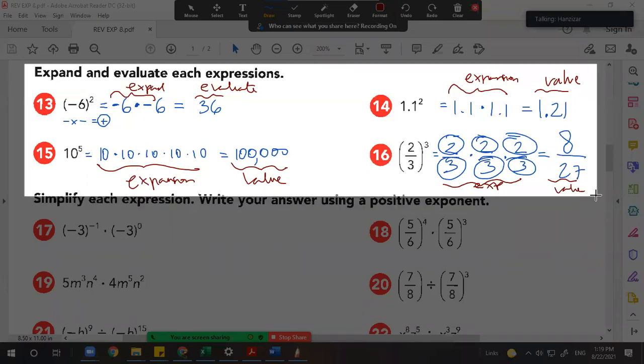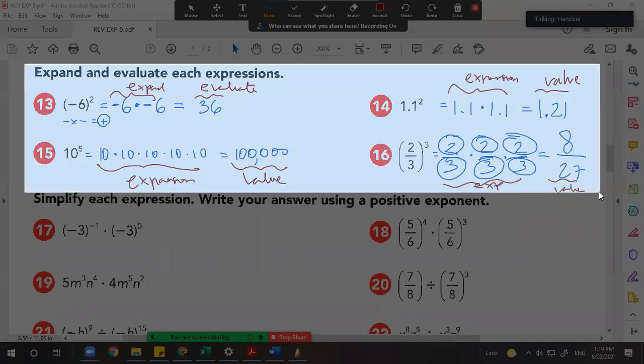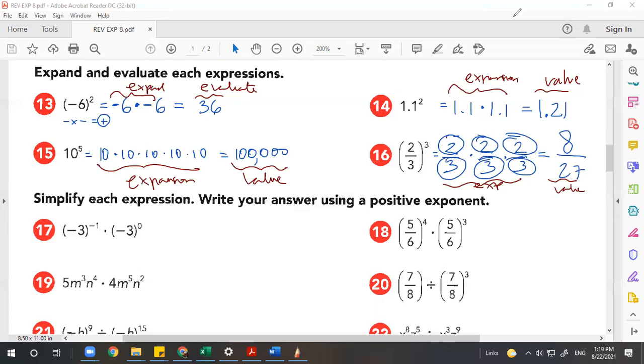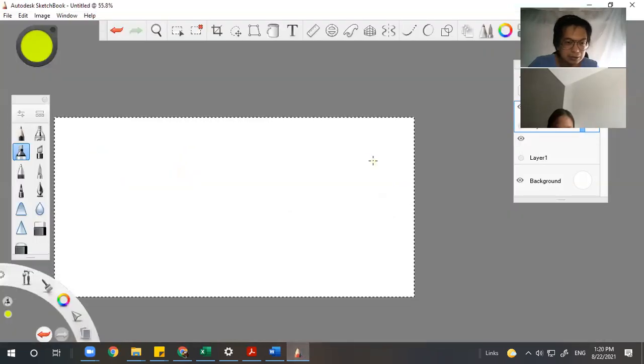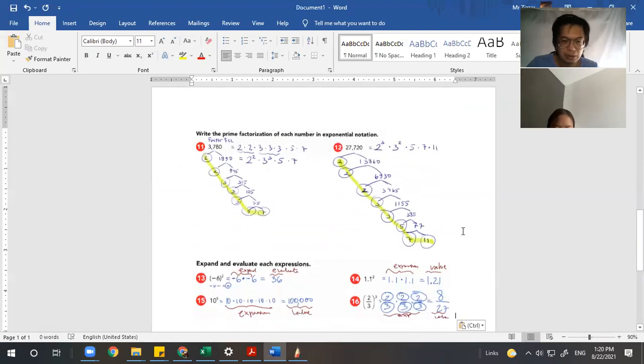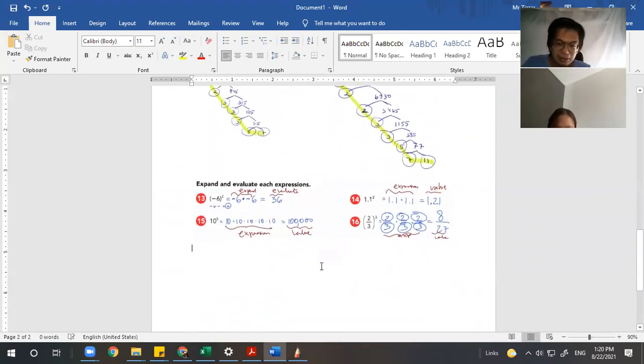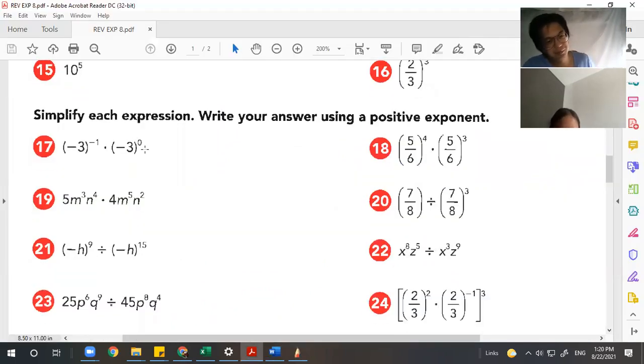Do you have any questions so far for number 1 until 16? Still manageable, right? Okay, now 13, 14, 15, 16 done. Now we try to do number 17. Number 17 is quite simple. We deal with the uncommon exponent, but we are asked to use the positive exponent for the final answer.